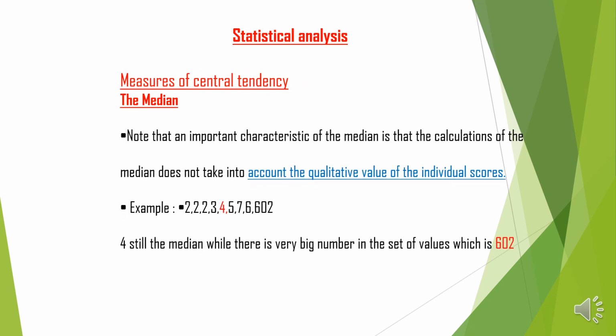Okay, it does not take into account the qualitative value of individual scores. The same here, and we change just only the extreme. We put a very big number here. Still, 4 is the median.